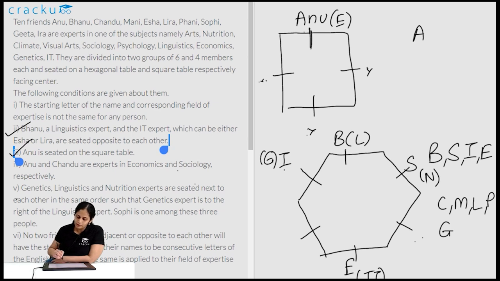So Chandu cannot be on the hexagonal table. So Chandu will have to be over here. So this guy is economics, Chandu is sociology. Okay, now Chandu is also done. So we have ML, PG left.